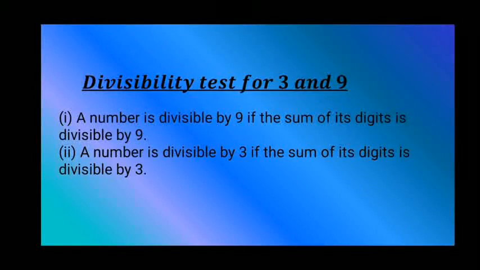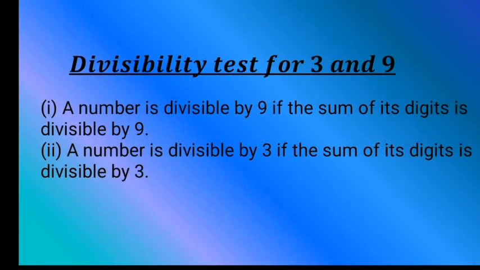Next we are going to study the divisibility test for 3 and 9. Now the divisibility test for 3 and 9 is the same. You add all the digits and then you see whether the total is divisible by 9, then the number is divisible by 9. If the total is divisible by 3, then the number is divisible by 3. This is the test of divisibility which we are going to put to test in our next exercise, exercise 16.2.